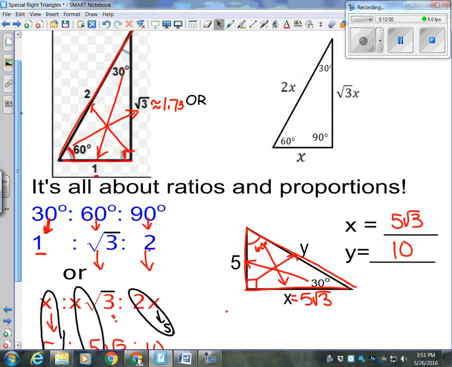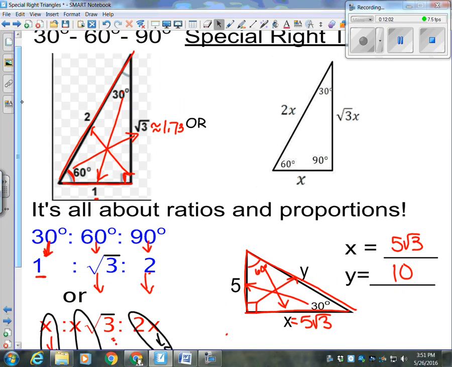All right, so another way to look at it is, if I had my 30-degree angle, let's just say it has x length, all right? My medium side, across from a 60, is going to be that x length times square root of 3. And then my longest side is also going to have that x length, but it's going to be doubled. It's going to be twice as long as the smallest side.